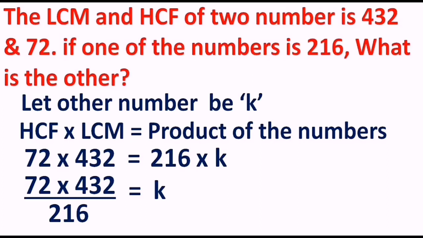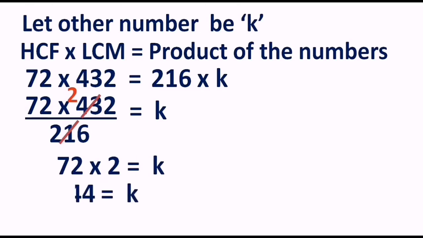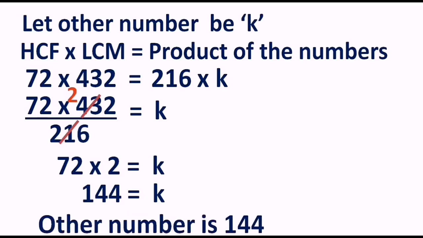Now if you observe the structure, you can say that 432 is divisible by 216, because I guess if you know the table, 216 twos are 432. Simple logic, okay. And the moment you cancel them, you get the answer 2, and that makes 72 into 2 equals k, and that results in 144. That means the missing number, the second number, is nothing but 144, and that is how we have utilized the property to get the missing number.